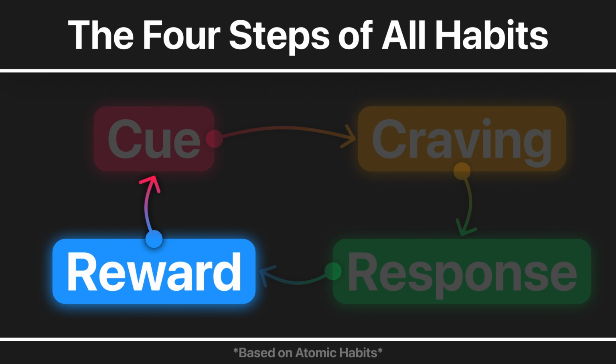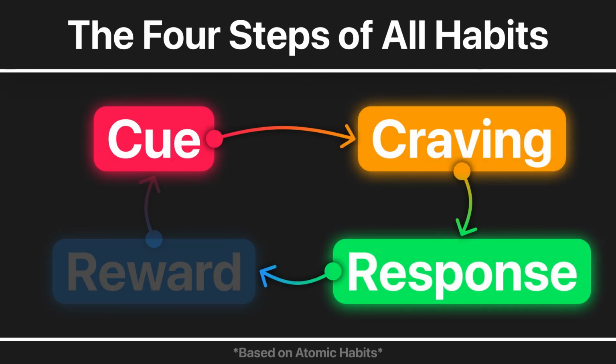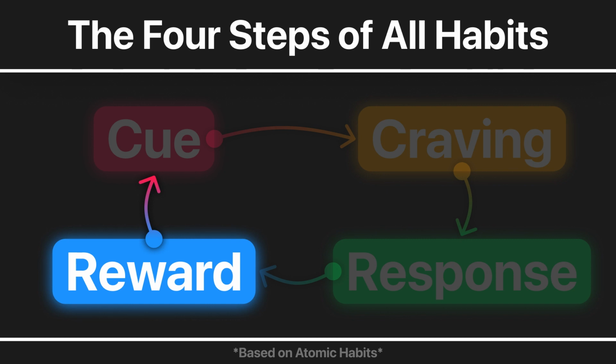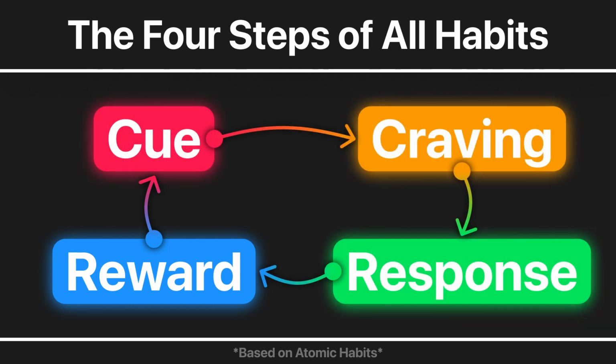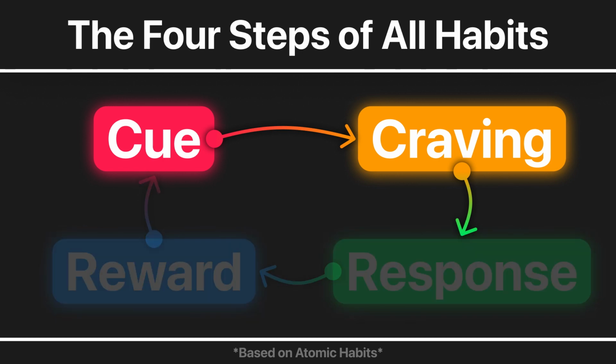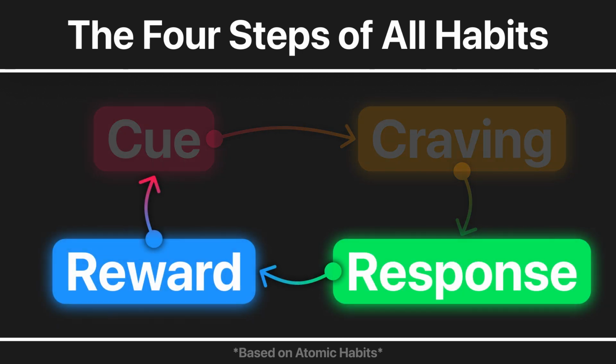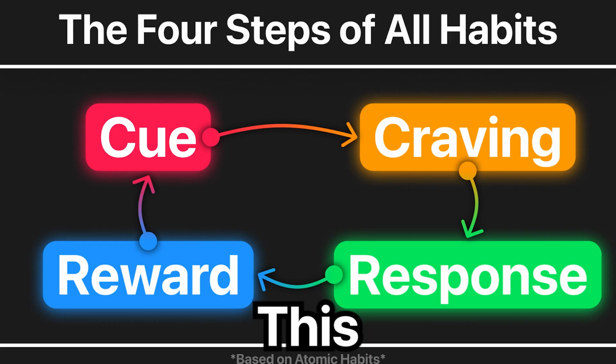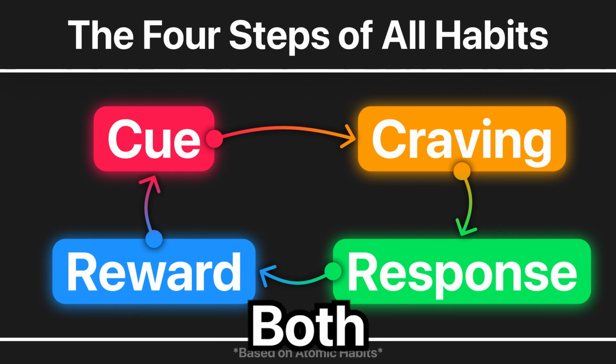You can think of the first 3 as necessary for any behavior to occur, and the fourth as necessary for any behavior to be repeated. You can also divide these 4 steps into 2 phases: a problem phase, which includes the cue and the craving, and a solution phase, which includes the response and reward. Once you recognize that all your habits are broken down like this, it is easier to attack them both efficiently and effectively.